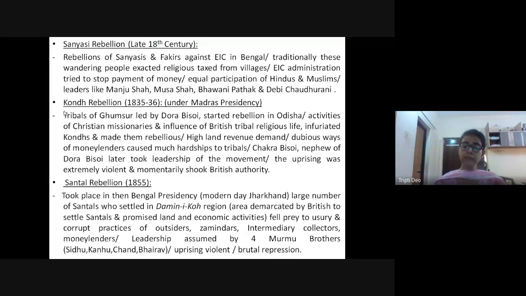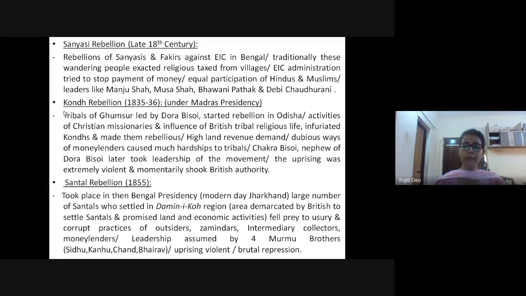And the Britishers promised that the Santals could carry on their land and economic activities. However, in these regions, the British influence still was there. And the Santal tribes fell prey to usury and the corrupt practices of outsiders, zamindars, intermediary collectors, money lenders, right?